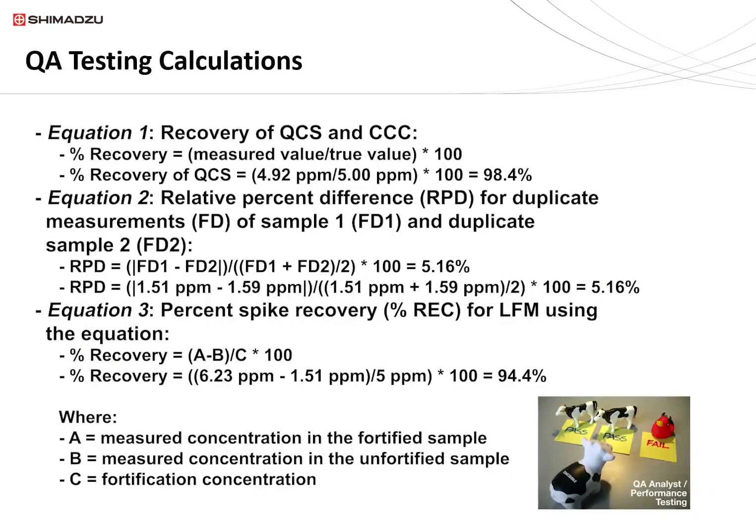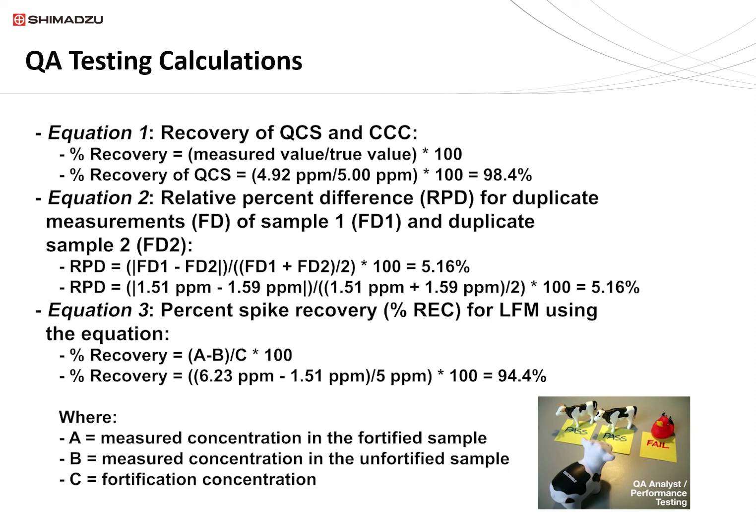In method 415.3, there are some QA testing calculations. Equation 1 is a recovery of the QCS and CCC. QCS is the quality control standard, and CCC is the continuing calibration check. For example, the percent recovery is the measured value divided by the true value times 100. On the next slide, you'll see those results. Here's an example where the measured value was 4.92 ppm, the true value was 5, so the result was 98.4%.